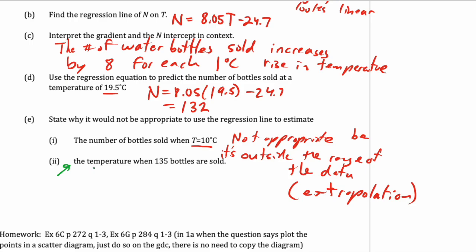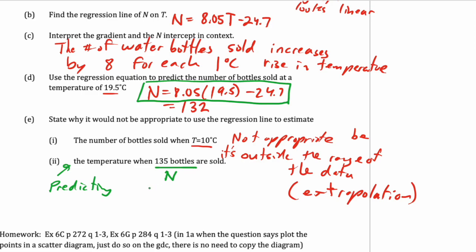And for the last part here, the temperature when 132 bottles are sold. So this is the n value, right? So this equation here is only really valid or accurate or reliable when you're predicting n values given t values. So predicting t given n is unreliable.